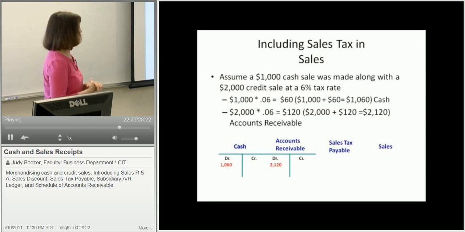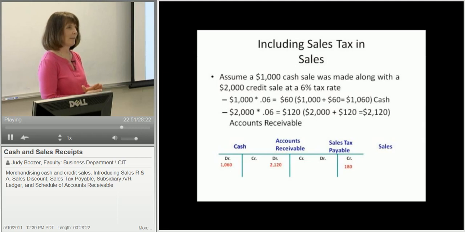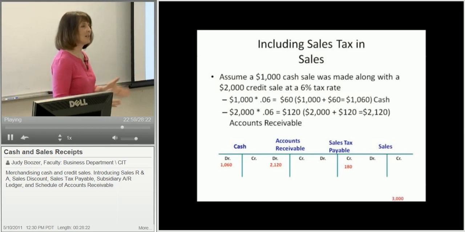And credits go to two accounts. Not 90, no, 120 from accounts receivable, the charge purchase, and the 60. So 180 goes to sales tax payable. It's a liability, which means it's a debt we've incurred as a result of this revenue, but we're going to have to pay it later. And sales, how much? Yeah, 3,000.